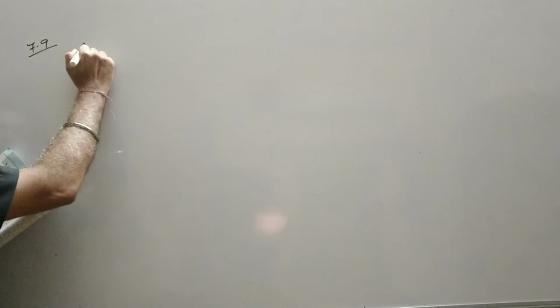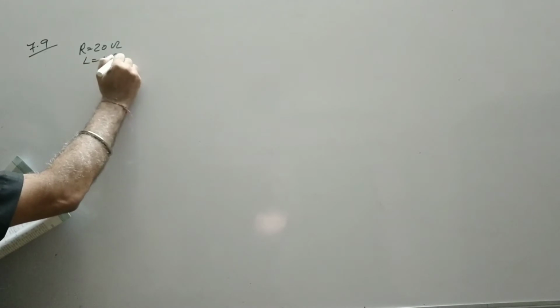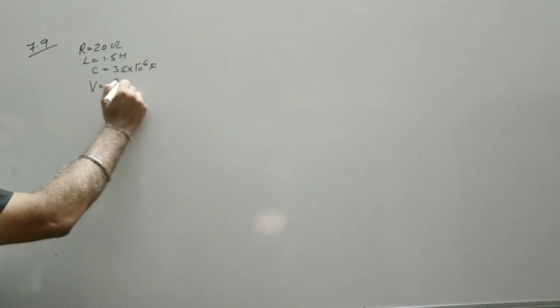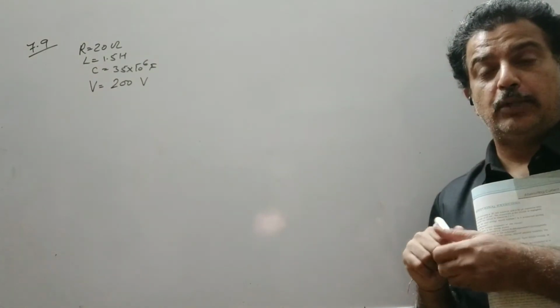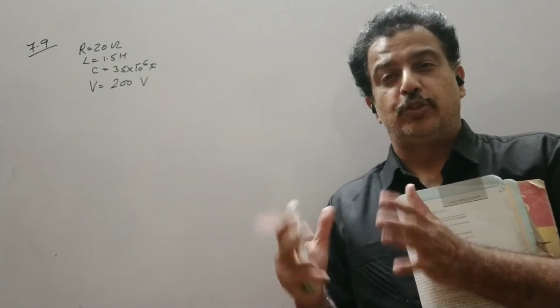A series LCR circuit with R equal to 20 ohms, L equal to 1.5 Henry and C equal to 35 into 10 raised to minus 6 farad is connected to a variable frequency 220 volt AC supply. So 220 volt is the VRMS. When the frequency of the supply equals the natural frequency of the circuit, we know that when the natural frequency of the source is equal to the natural frequency of the system, the amplitude becomes maximum, or that is the resonance condition.